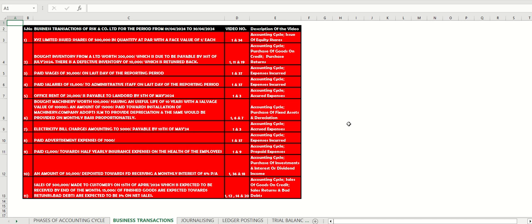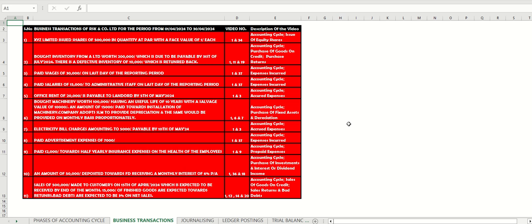So the amount has been incurred and the same has been paid in the same reporting period, which is similar to the expense incurred. We will see what the journal entries would be for these business transactions in the next phase of an accounting cycle, or in the next tab, which is the journalizing tab.